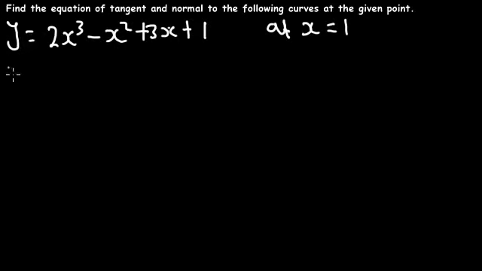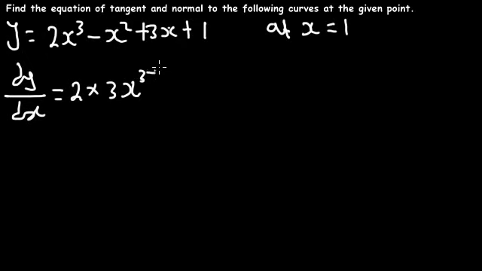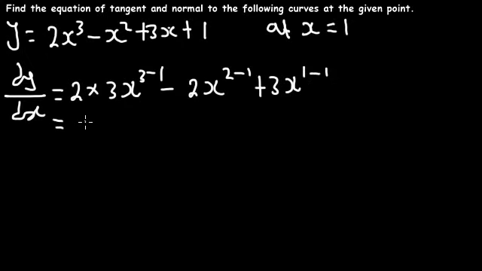So first things first, we need to determine dy/dx, which is simply the gradient function. Differentiating this function, we have 2 times 3x to the power of 3 minus 1, then minus 2x to the power of 2 minus 1, then plus 3x to the power of 1 minus 1, and the constant is a 0. So we have the derivative equal to 6x squared minus 2x plus 3. So this is dy/dx.